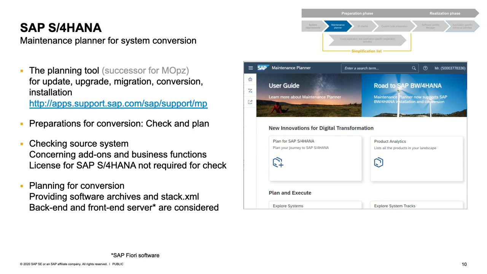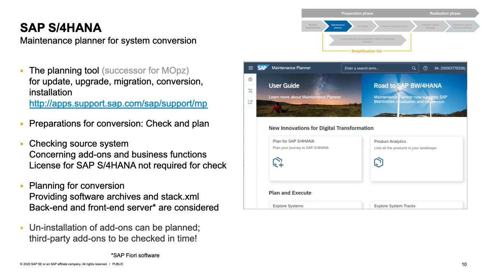Both are considered. It's important to emphasize again that the checks for add-ons is a very important one. You can imagine there may be add-ons from SAP installed in the system. There may be add-ons from third-party vendors, and it's important to check this very early. For the SAP add-ons, the maintenance planner knows exactly whether there's already a version supported for S/4HANA. For the third-party add-ons, you may have to check this on your own and contact the vendor. The planning as such is pretty easy. We have a sequence of screenshots here.